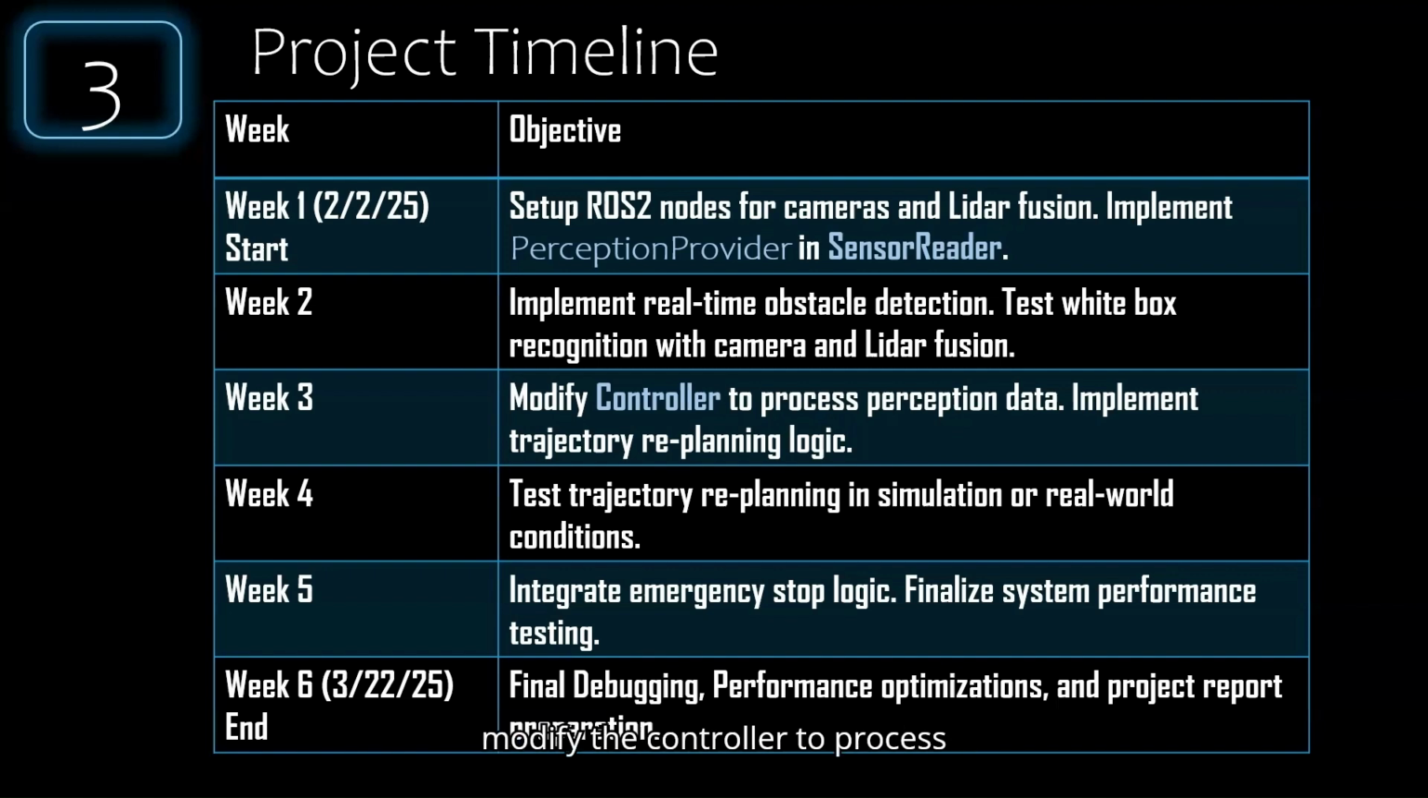In week three, we'll modify the controller to process perception data, and implement the trajectory replanning logic, maybe. Week four, to test trajectory replanning in simulation or real world conditions. And week five, integrate the emergency stop logic, which I believe I'm going to focus on first. And then we'll finalize the system performance testing. And in week six, we do final debugging for performance optimizations and project report preparation. But that's for me personally.